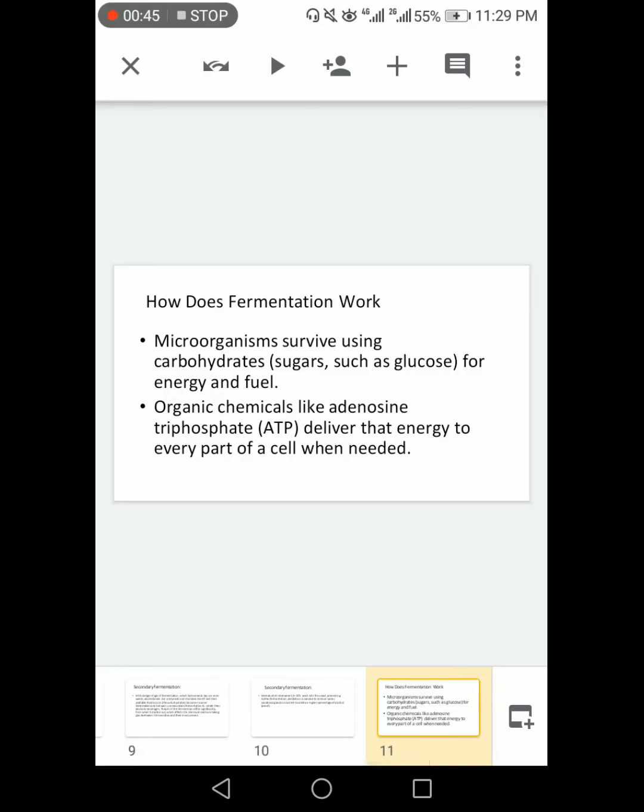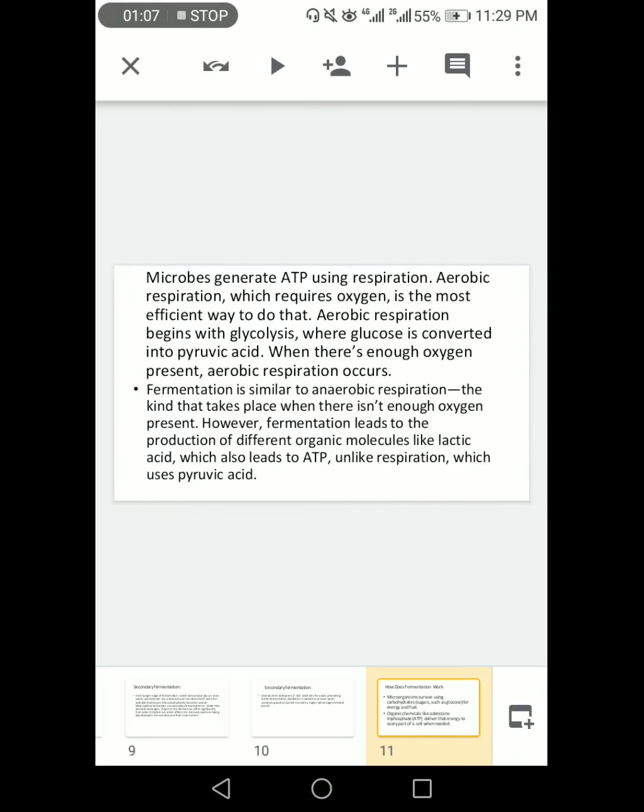How does fermentation work? Microorganisms survive using carbohydrates, sugars such as glucose, for energy and fuel. Organic chemicals like adenosine triphosphate deliver that energy to every part of a cell when needed.